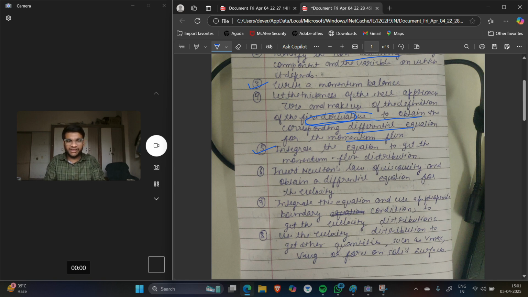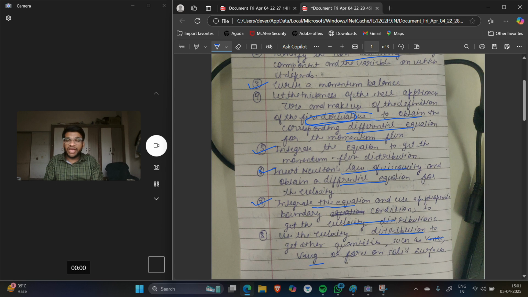That is what is written over here. Insert Newton's law of viscosity, obtain a differential equation, then integrate this equation to get the velocity distribution by using some conditions. Okay. So points 6 and 7 are clear. Now use the velocity distribution to get other quantities such as Vmax or V average.